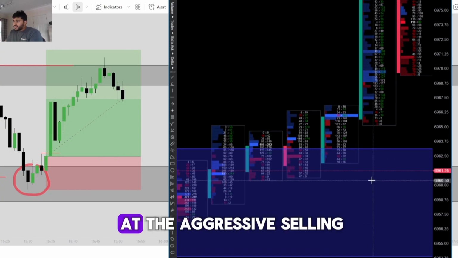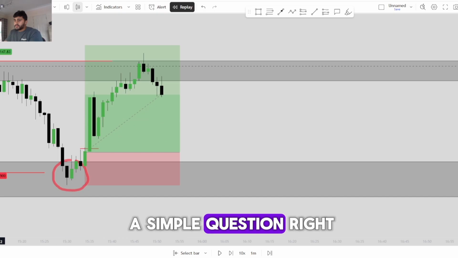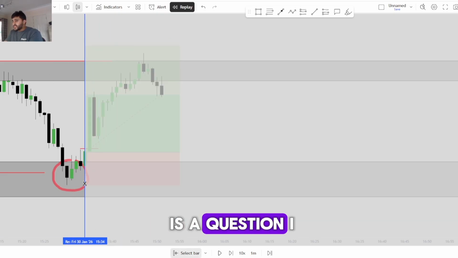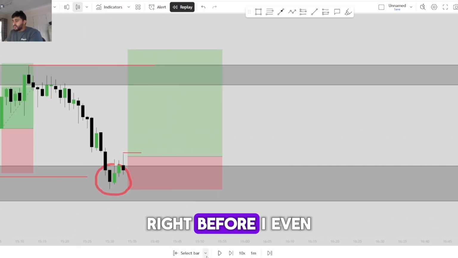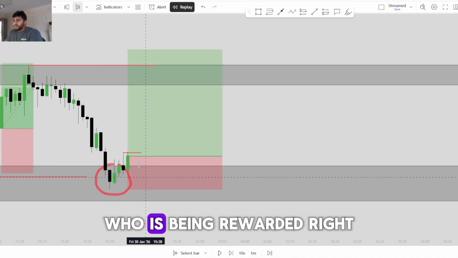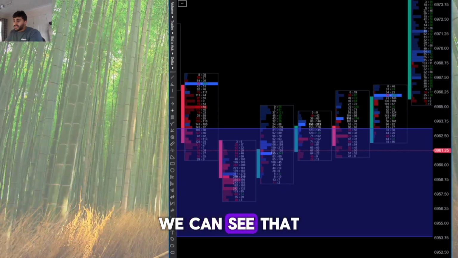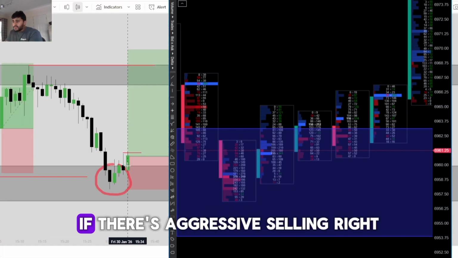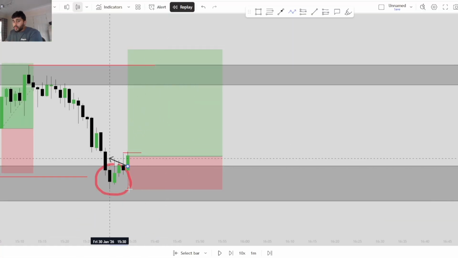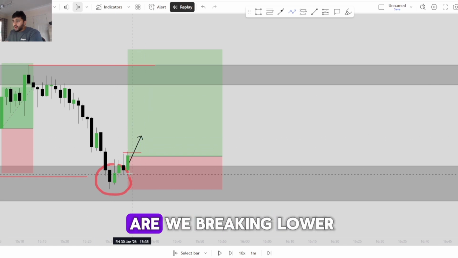Now, when you look at the aggressive selling inside the zone, you want to ask yourself a simple question, right? And this is a question I start to ask myself here, before I even take longs. I want to ask myself, okay, who is being rewarded, right? So if there's aggressive selling over here, again, we can see that via the footprint charts. If there's aggressive selling, right, which direction is the market breaking above the zone? Are we breaking higher? Are we breaking lower?